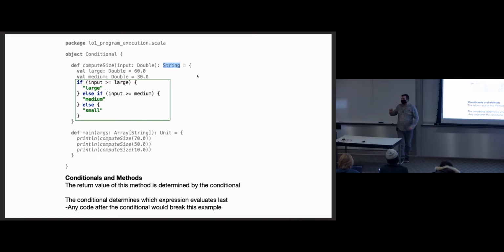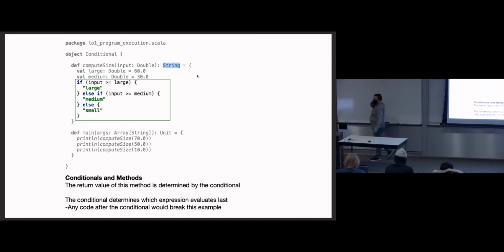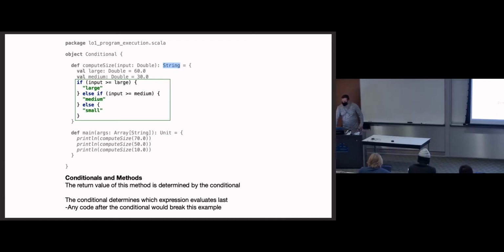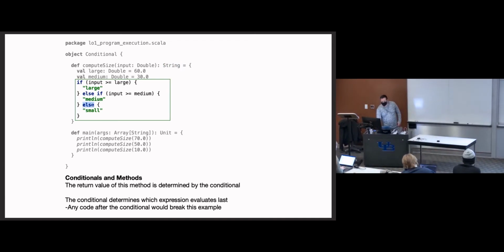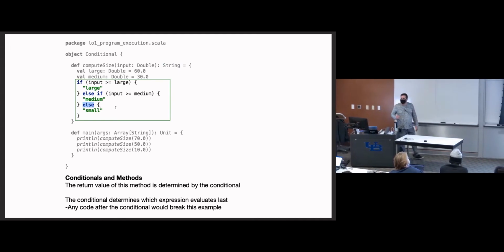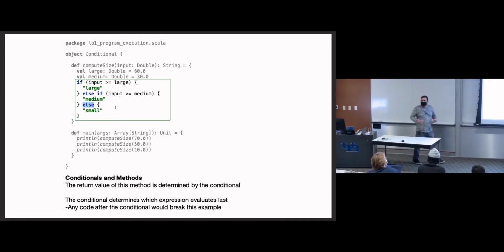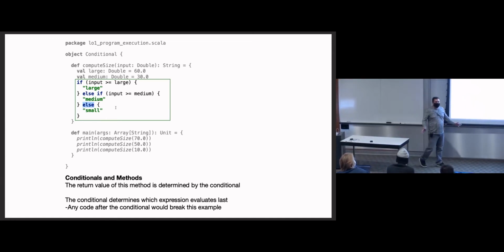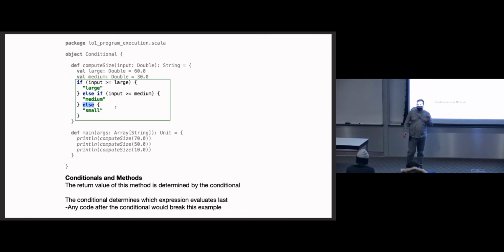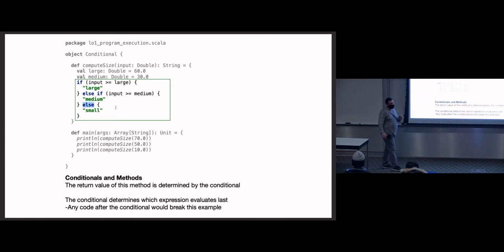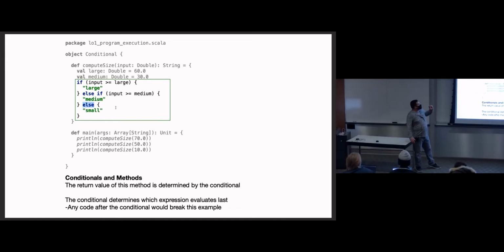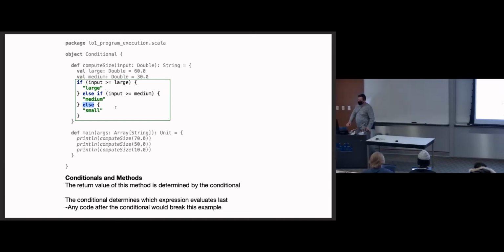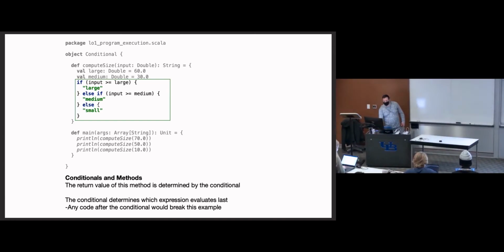Even if we know we're returning a string, Scala still might not be happy. And let me explain what I mean. If instead of an else here, I put else if input less than medium, then small. Program would have the same effect, except for some edge cases. Program would have the same effect, but Scala would be mad at me because I'm not always returning a string. If I put else if input less than medium right here, Scala is going to say you're not always returning a string.